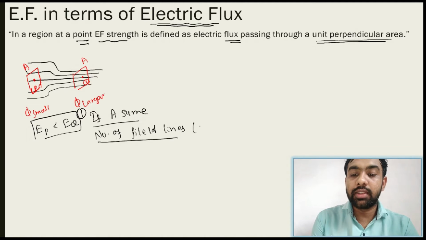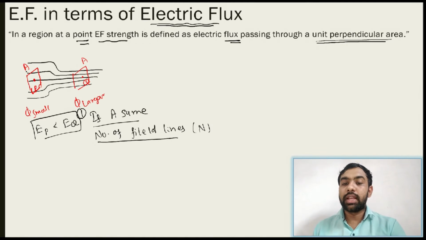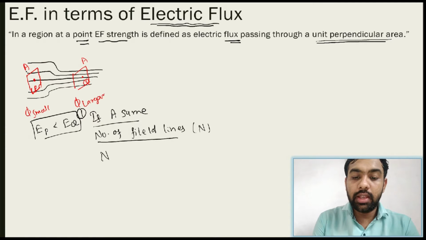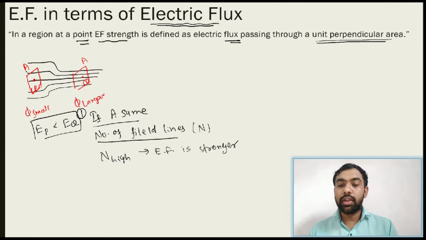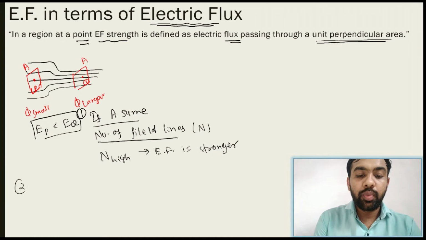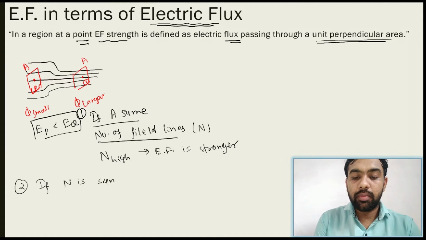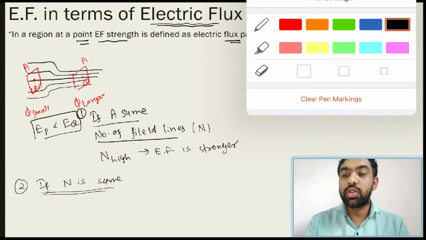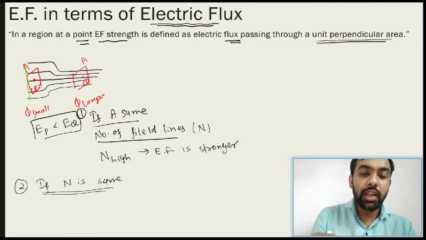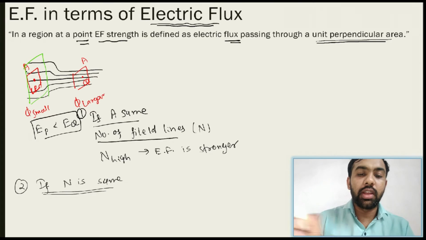It means the number of field lines is supposed to be n. Then if n is high, then electric field is stronger. And case 2, if n is same, it means you consider these two areas. If you consider two different areas, let's say I am just drawing another area here, at point P.